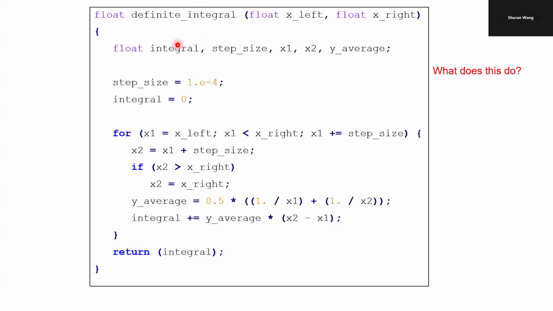It's a definite integral from x left to x right. We're having the step size as 10 to the minus 4. Integral is added in each iteration of the for loop. And in the for loop, we are incrementing x by step size. And the function we're integrating is 1 over x.